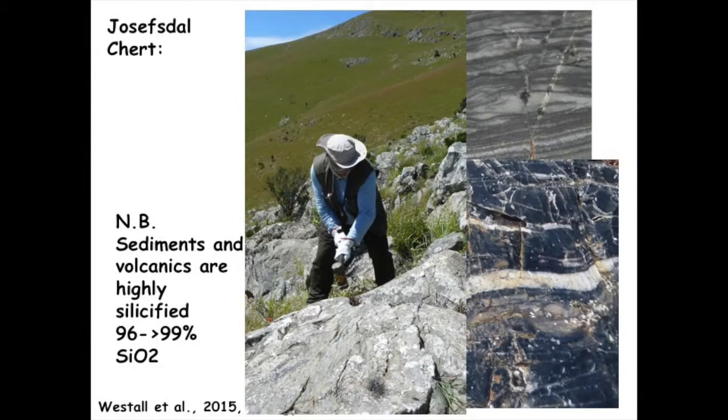So if you grind up the rock, you can measure the amount of silica that's in the rock. So we take this rock. We know it was volcanic sediments, very heavily volcanic sediments. We grind it up and we find 96% silica. That's huge. You take this rock, which in fact is the same as this one, but it's even more silicified. It's more than 99% silica.